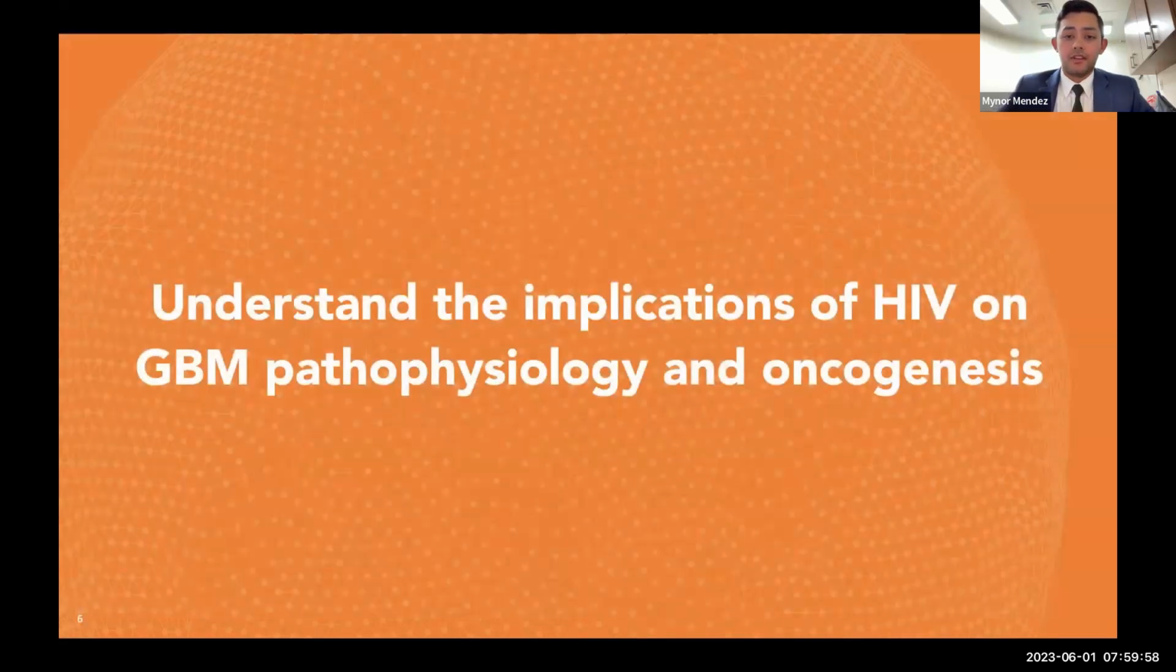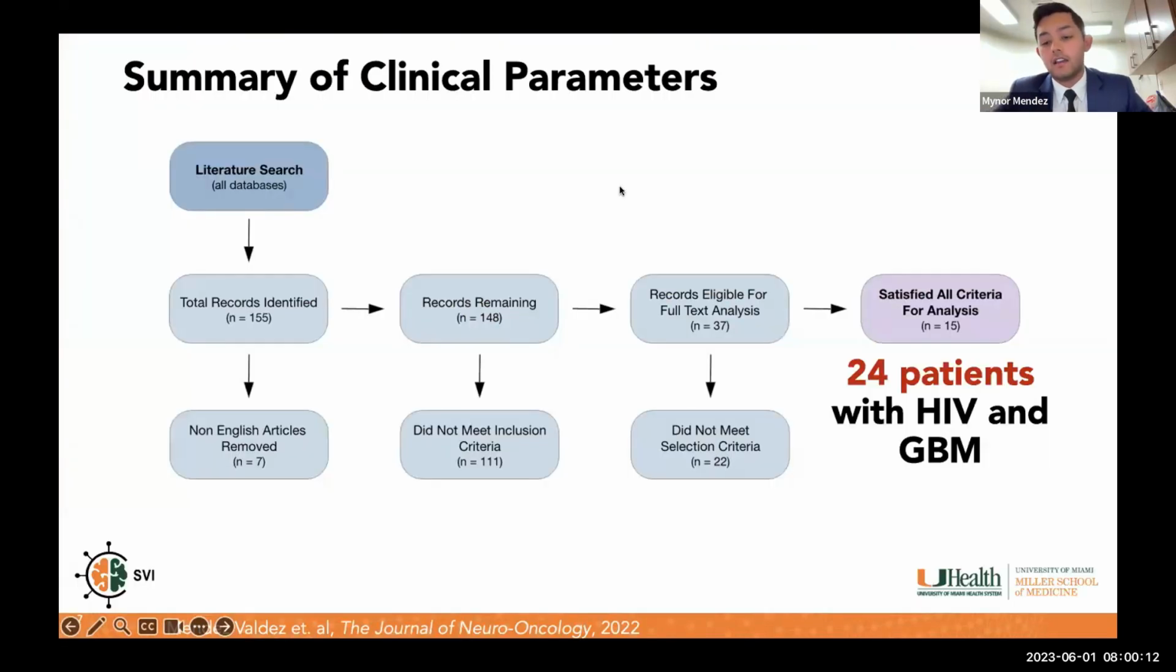And so really the first question that we had was we wanted to better understand the implications that HIV had on GBM pathophysiology and oncogenesis. And so we began by systematically reviewing the literature and found a total of 24 patients that have been reported to have concomitant HIV and GBM.